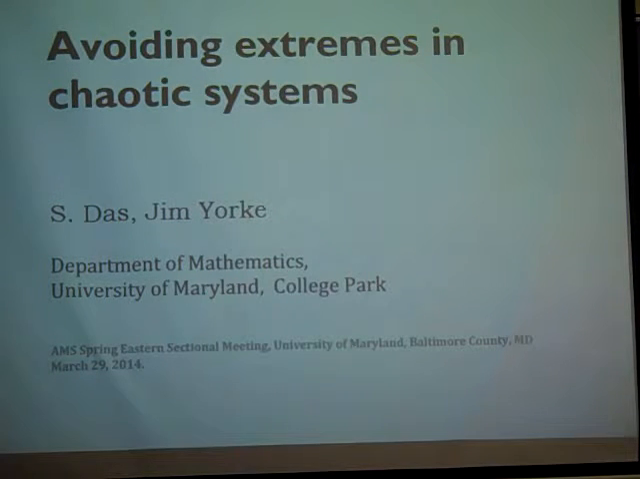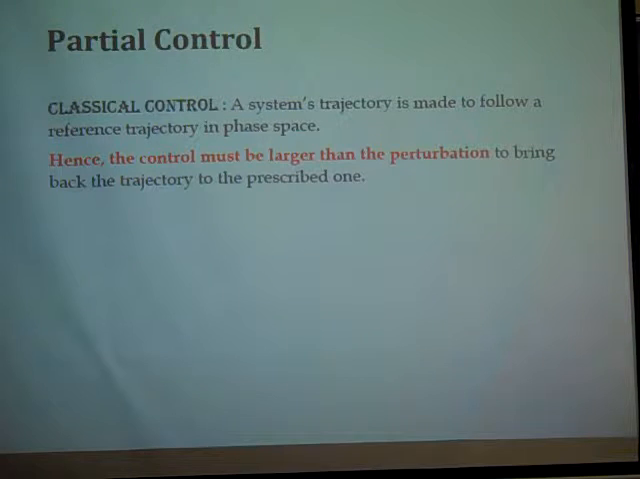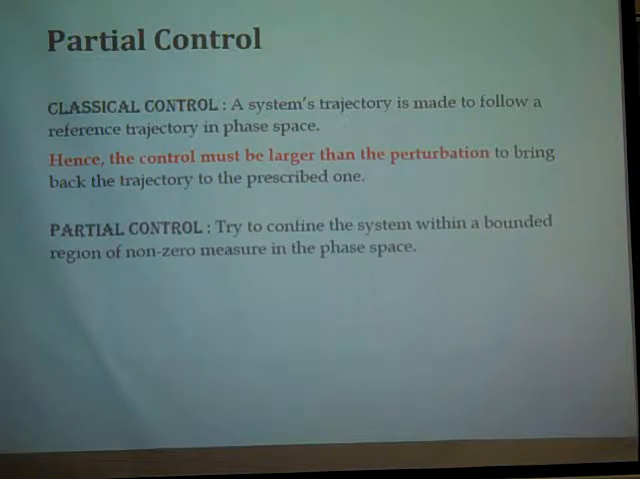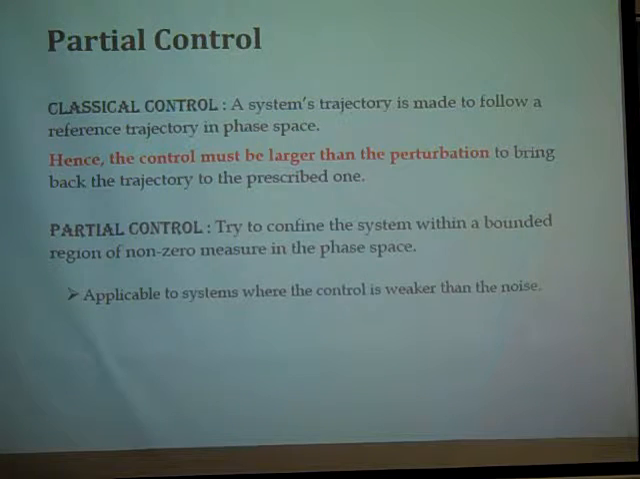My talk today is about a concept called partial control. Let me explain how it is different from classical control. In classical control, there is a reference trajectory. There are disturbances and there is a control, and we try to make the system follow a reference trajectory. In contrast, in partial control, there is no reference trajectory, but there is a certain bounded subset of the space, some compact region of the space. Because of this relaxed requirement, it is applicable to systems where the control is weaker than the noise.